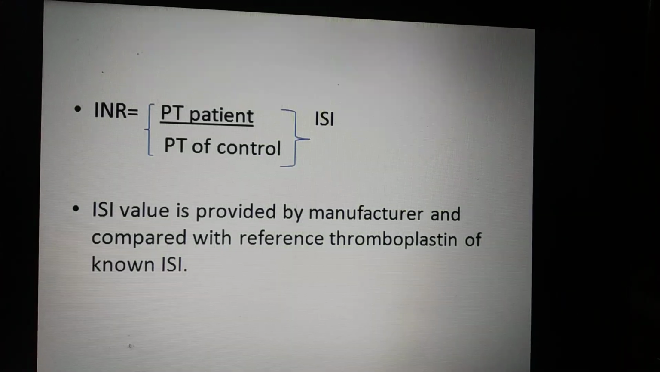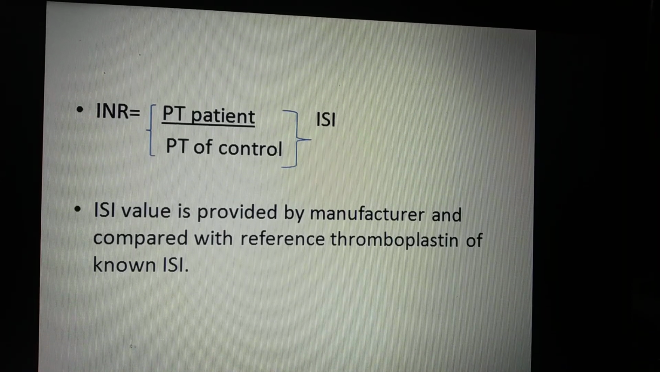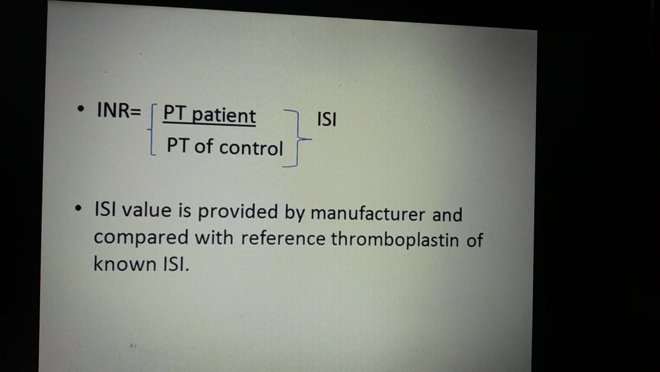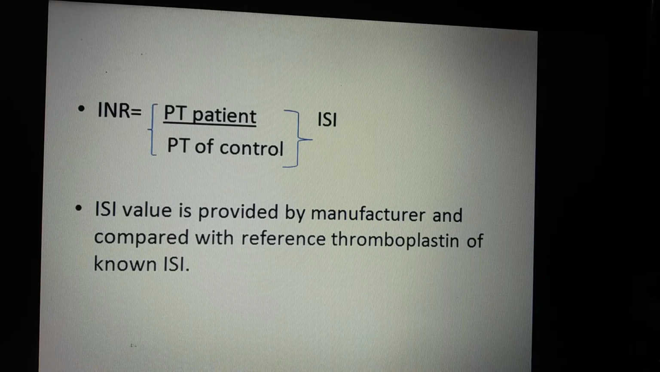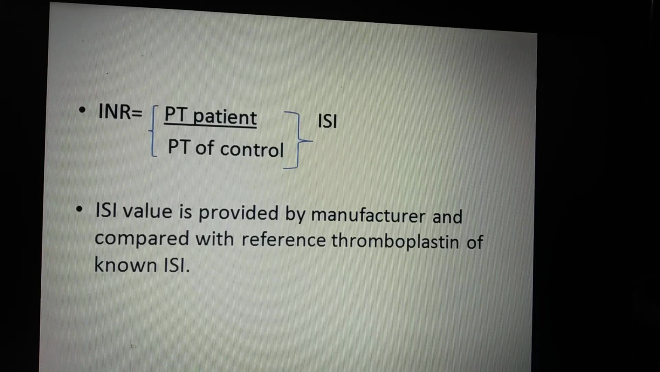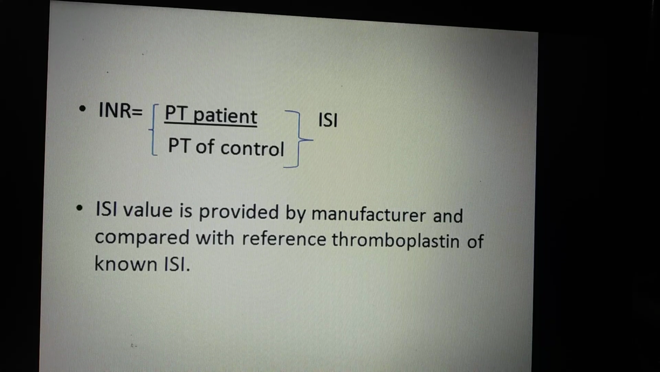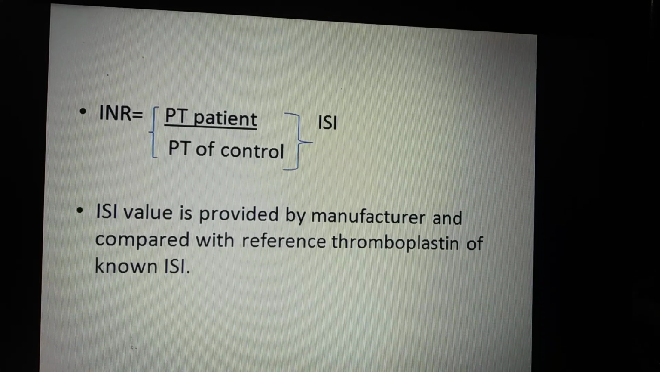INR is calculated by this formula. The prothrombin time of the patient is divided by the prothrombin time of control, raised to the power of ISI. Now this ISI is provided by the manufacturer and compared with the reference thromboplastin of known ISI.